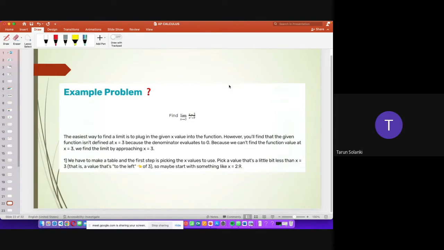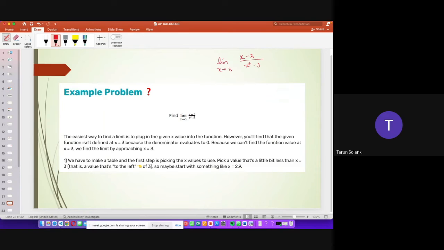So let's look at example problems now. Okay, so we need to find the limit. Let me solve the given question. Limit as x tends to 3 of (x minus 3) divided by (x squared minus 9). Correct. We have to find the limit at x equals 3.